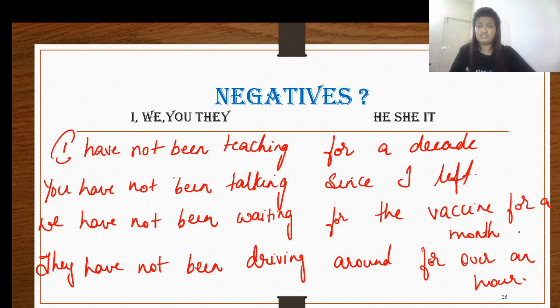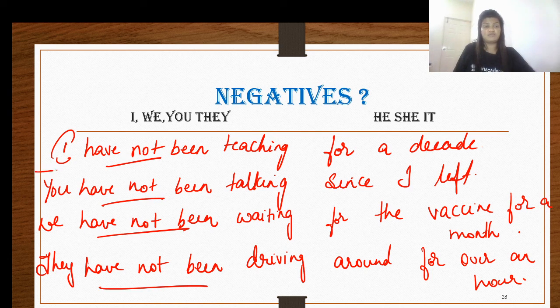I have not been teaching for a decade, but then I have been teaching for 8 years now. You have not been talking since I left. What happened? You are totally quiet. We have not been waiting for the vaccine for a month now. We are so tired of the wait that we stopped waiting altogether. They have not been driving around for over an hour, but then they are driving around for more than an hour. Now here we are negating by using the word not, and because the subjects are I, you, we, and they, we have used have not been.